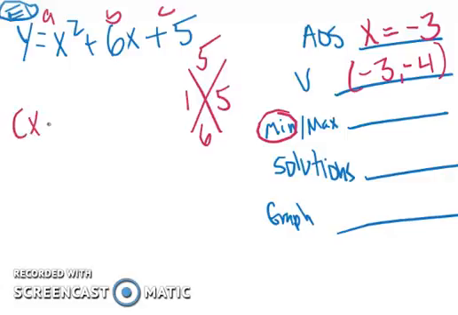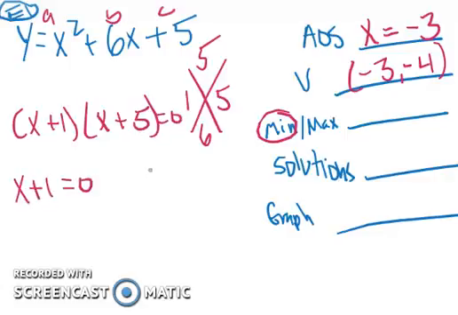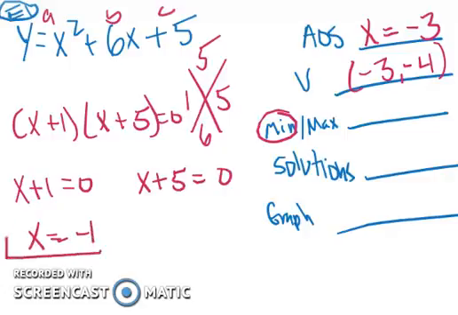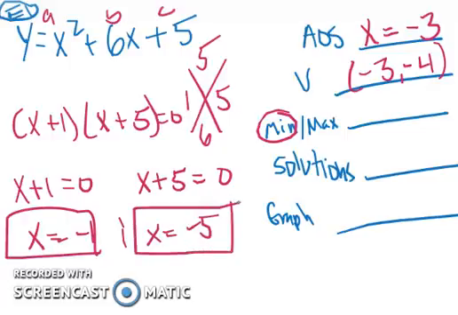So I'm going to get x plus 1 and x plus 5 equals 0. We've got to use the zero product property, so x plus 1 equals 0 and x plus 5 equals 0. This becomes x equals negative 1 and x equals negative 5. Okay, so those are my solutions. I'm going to get negative 1 comma 0 and negative 5 comma 0. Okay, so those are my 2 points.